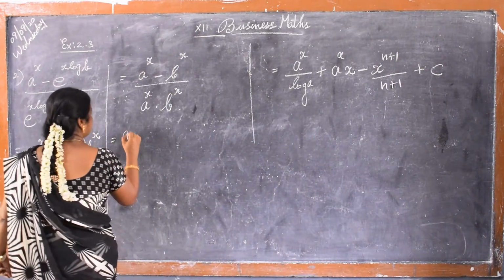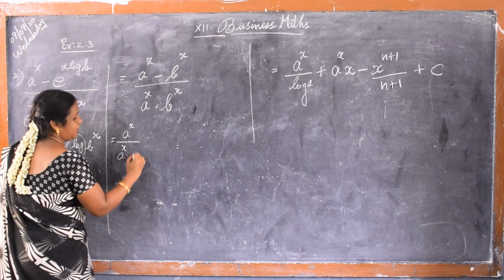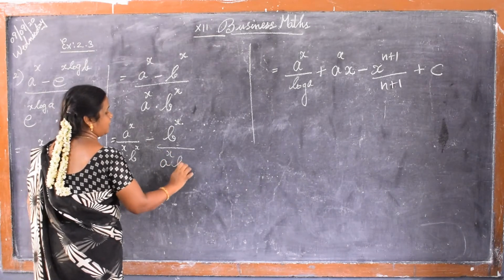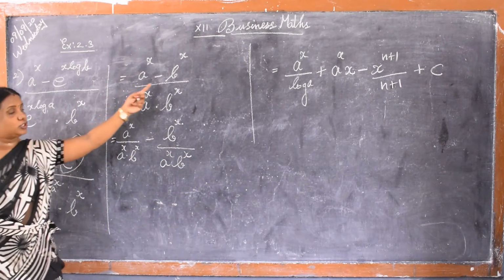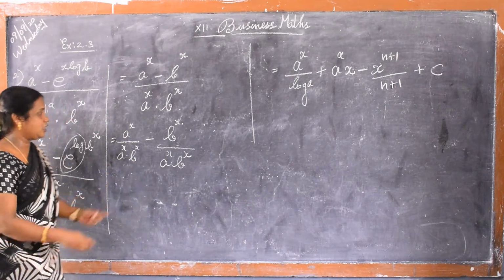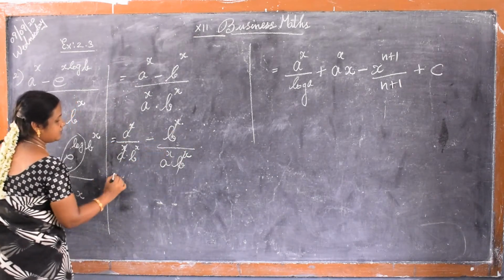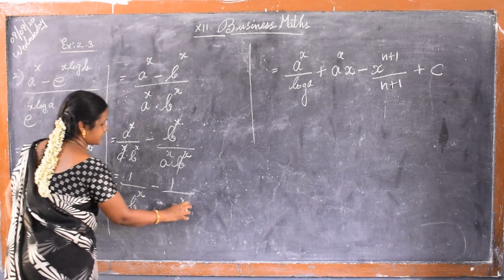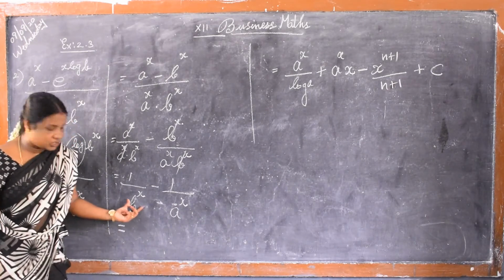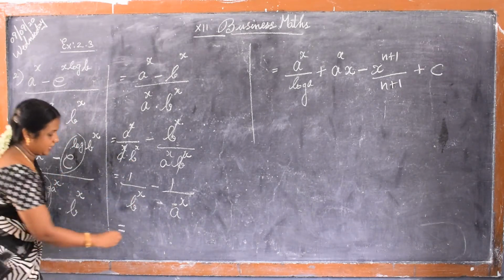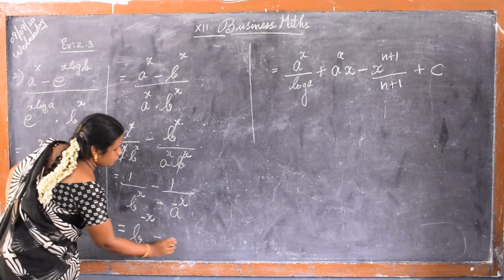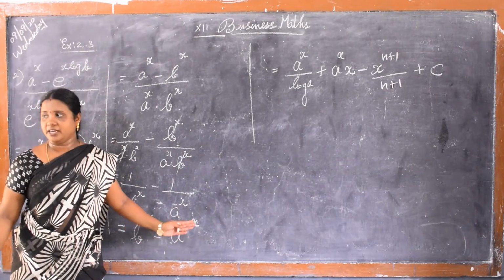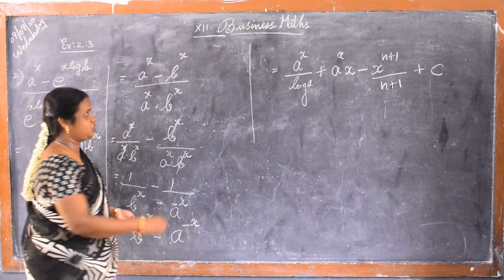See here, a power x by a power x into b power x minus b power x by a power x b power x. This denominator is common to both, so I am going to split it into two parts. Now you can cancel. So what is remaining here? 1 by b power x minus 1 by a power x. But I am going to take this to numerator. Then b power x will become b power minus x. Here also a power x will become a power minus x. Now you can integrate with respect to x.